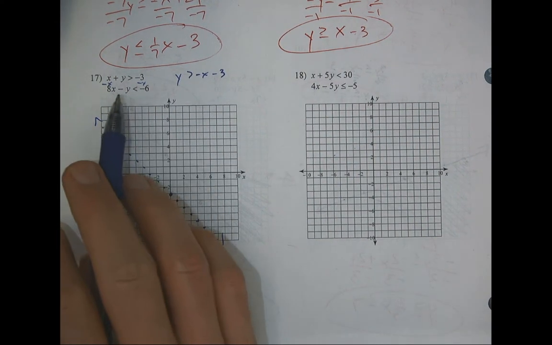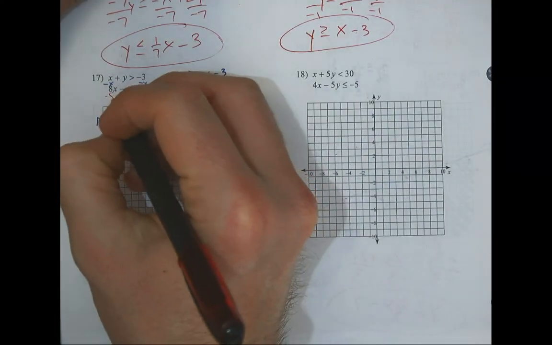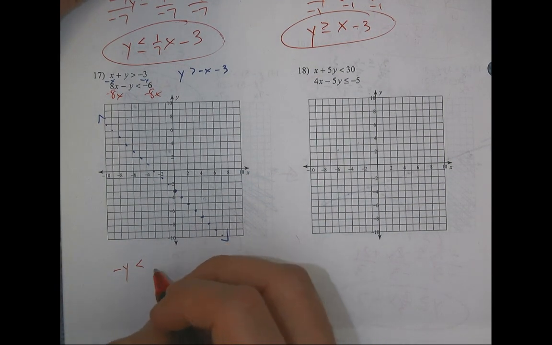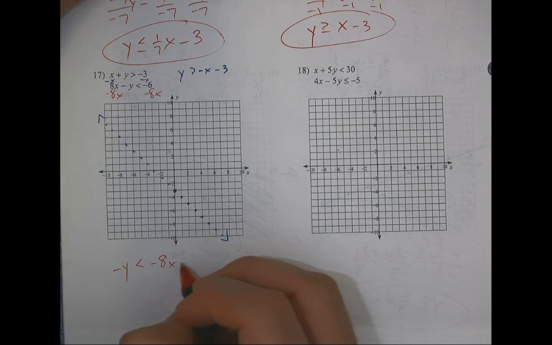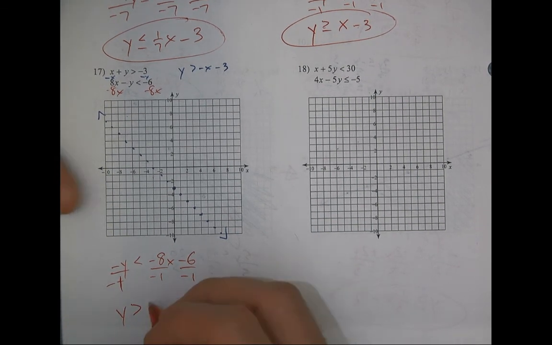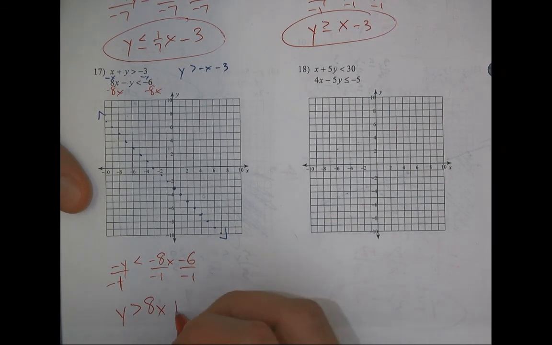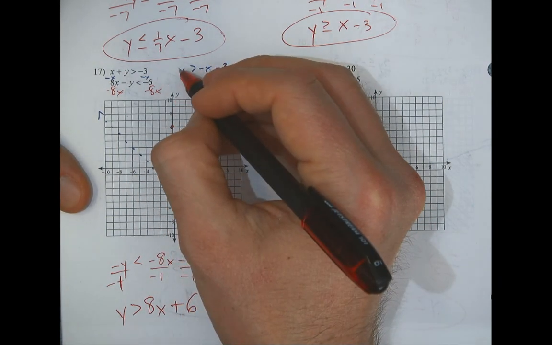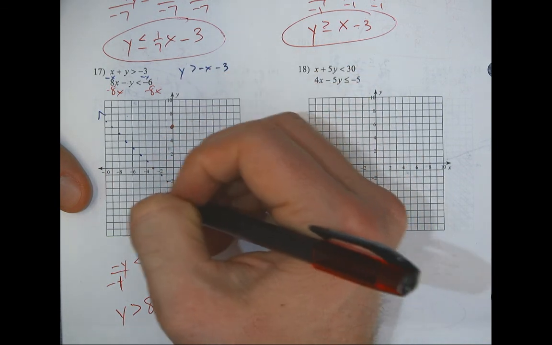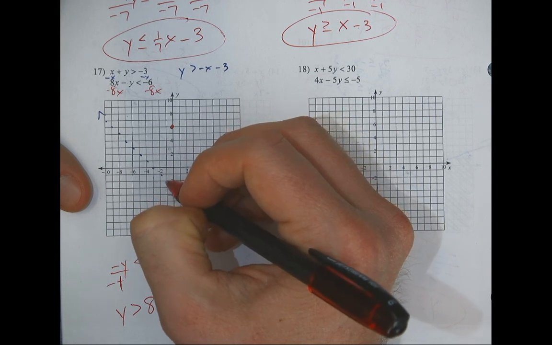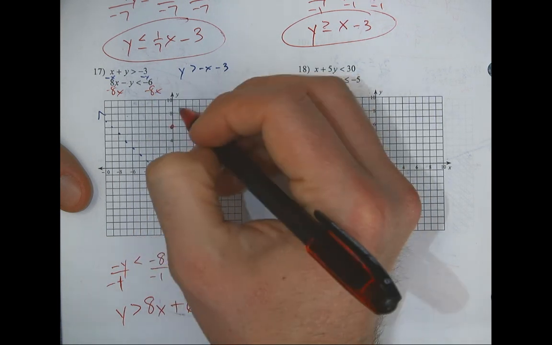Okay. And now on this one, I'm going to minus the 8x. That is going to still leave me a negative y. So I will need to get rid of that, which will flip when I divide by the negative. So divide by negative 1. Now it says greater than. Positive 8x, positive 6. So I'm hitting at 6, and I'm going up 8 over 1. That will put me off the graph, so I'm going to go down 8 and slide to the left. There's my intersection. This one is also a dotted line.